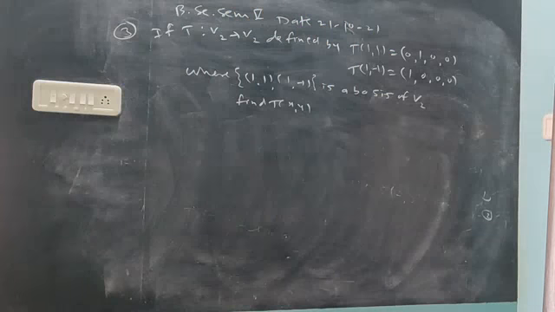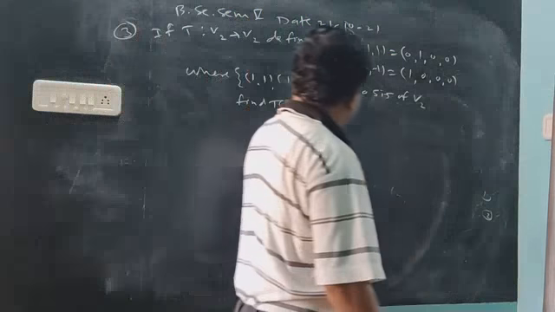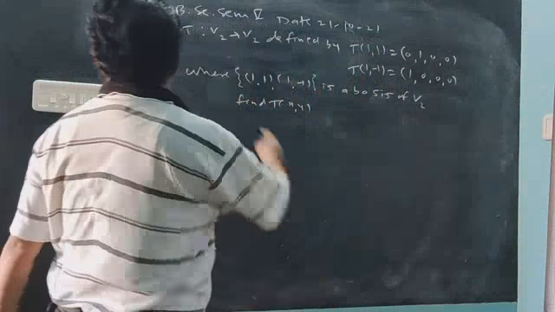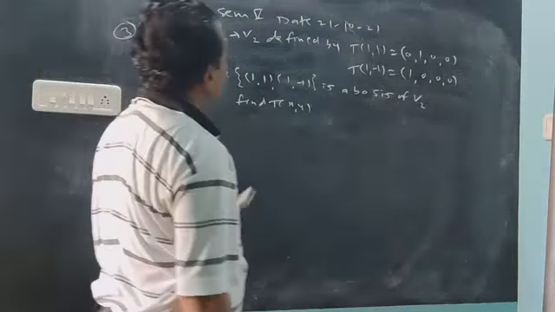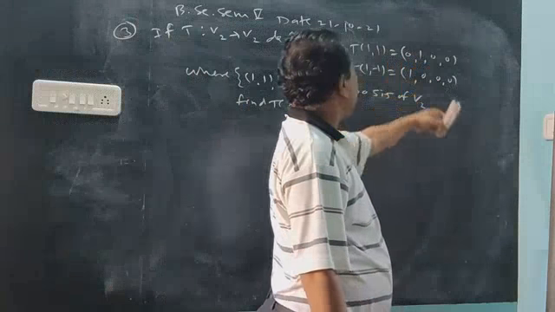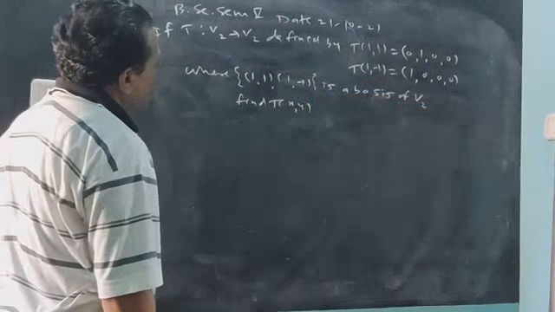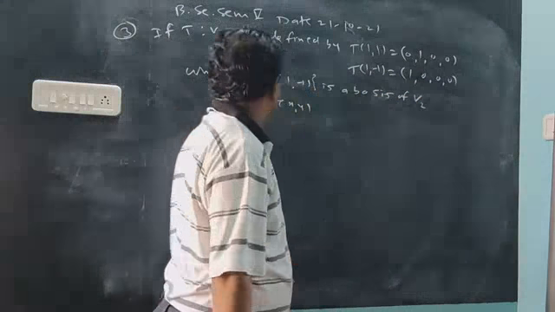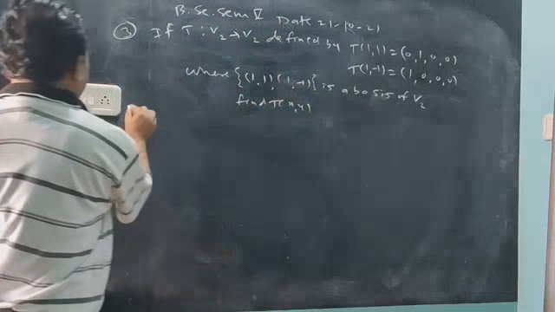Okay, so examples again for linear transformation. T mapping from V2 to V2 defined by yesterday's problem. T of (1, 1) is like T of (1, -1) is like this. Okay, (1, 1) and (1, -1) are a basis of V2. Find T of (x, y).